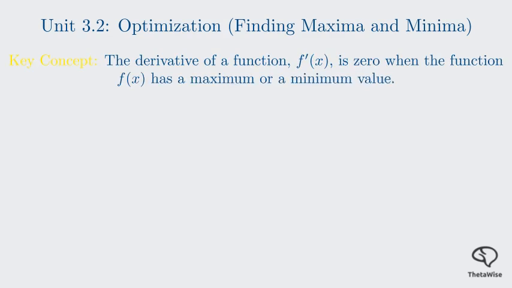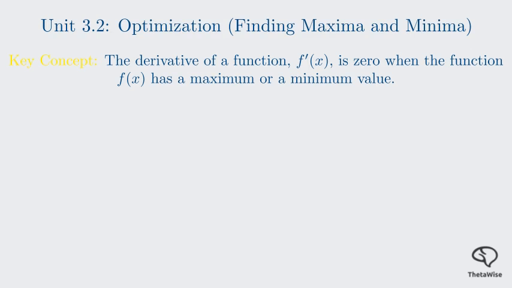The foundation for this lies in a crucial property of functions. The derivative of a function is zero when that function reaches a local maximum or a local minimum. Think about it. At the peak of a hill or the bottom of a valley, the tangent line to the curve is horizontal, and a horizontal line has a slope of zero. This gives us a clear strategy for finding these points.